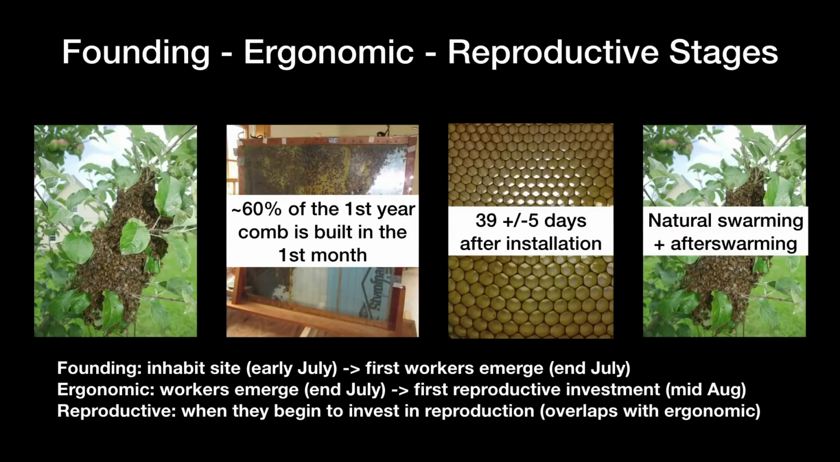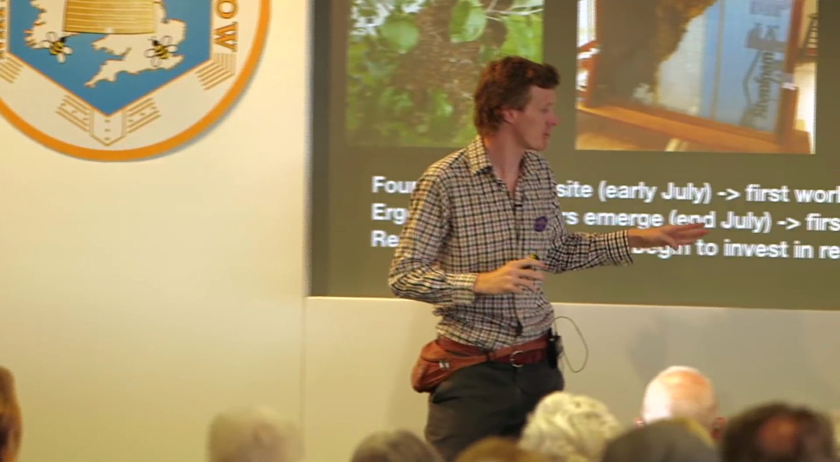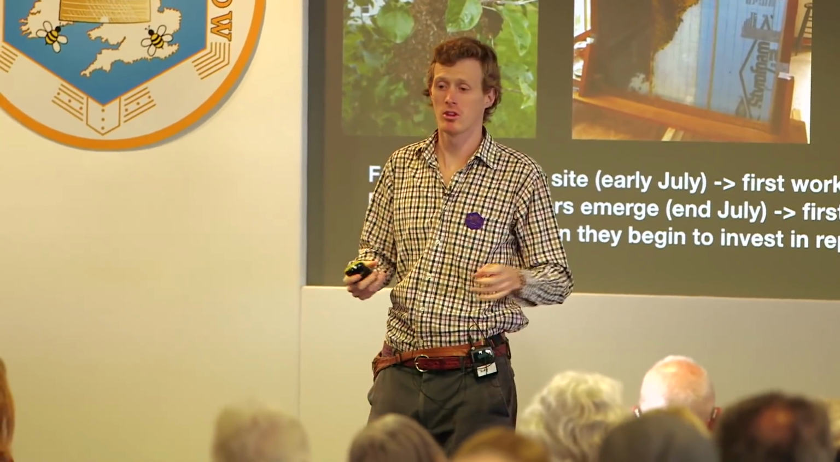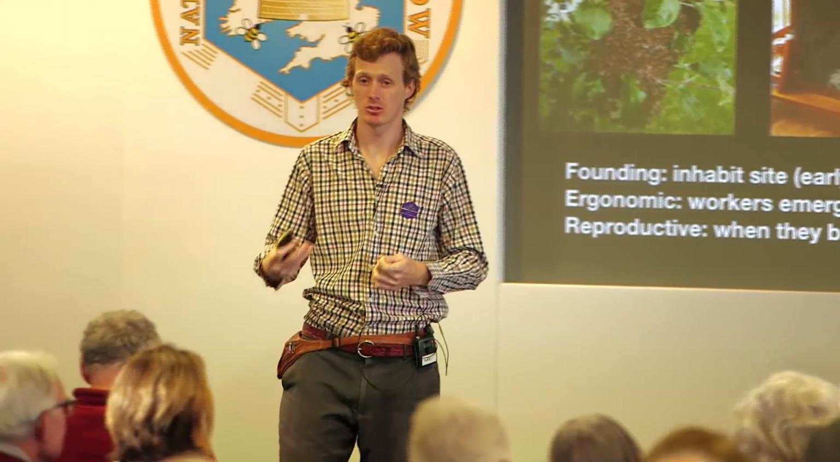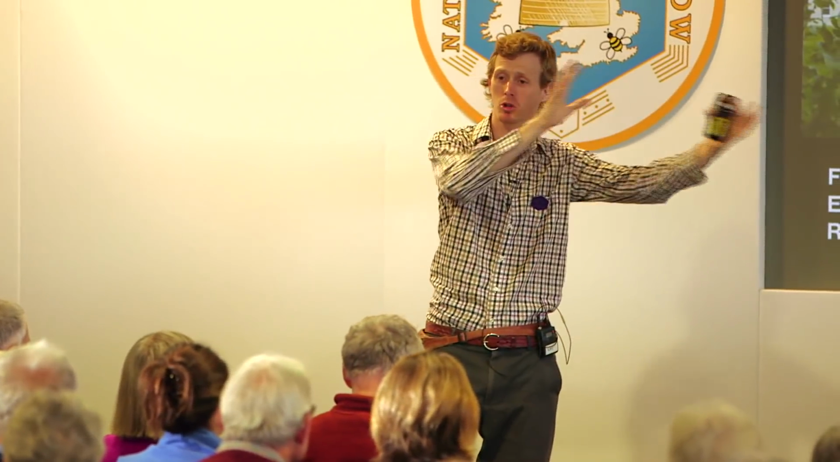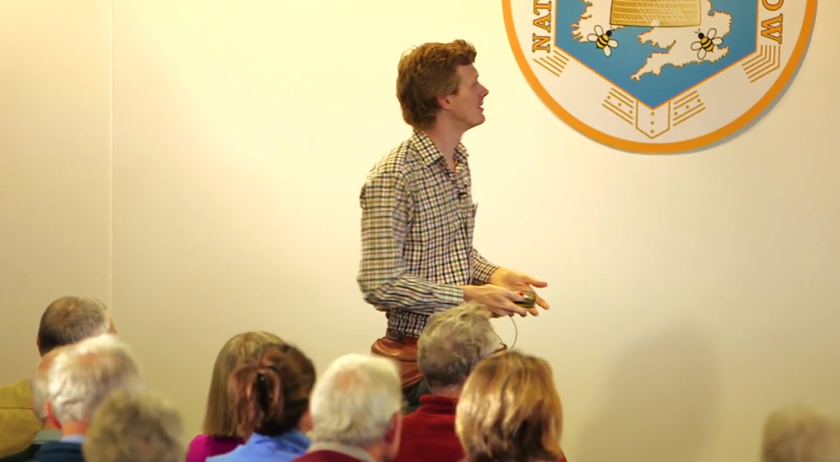The ergonomic stage is defined as when the colony really grows rapidly, when lots and lots of workers are being emerged, but they haven't yet invested in reproduction. At least in this one, that ended from the end of July to mid-August. Mid-August was about when those colonies first made investments in drone comb, so the first reproductive investment. But it actually overlaps with the reproductive stages, because these colonies are investing in workers very heavily while they're also making reproductive investments. Unlike a lot of other social insects, which do workers, workers, workers, then stop, reproductive, reproductive, reproductive, honeybees kind of blended the two, which is, hey, it's what they do.